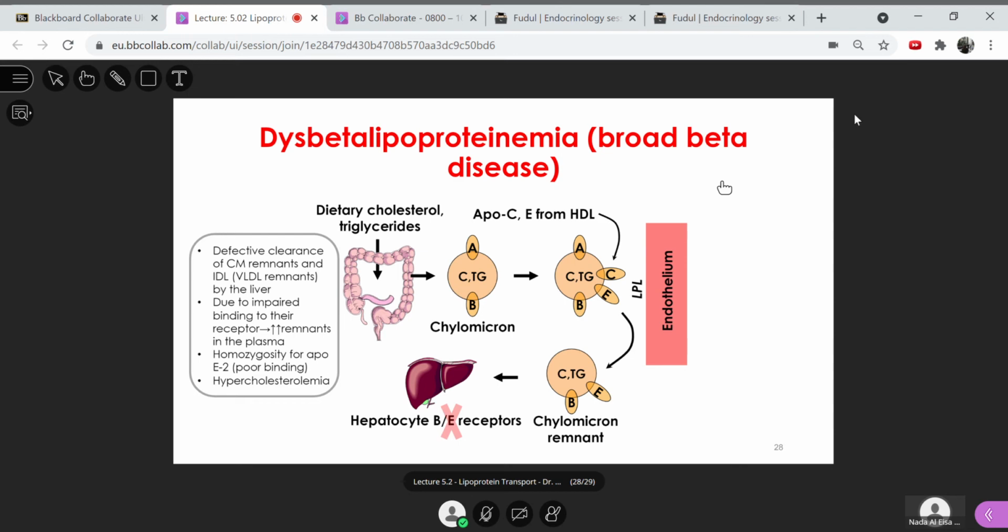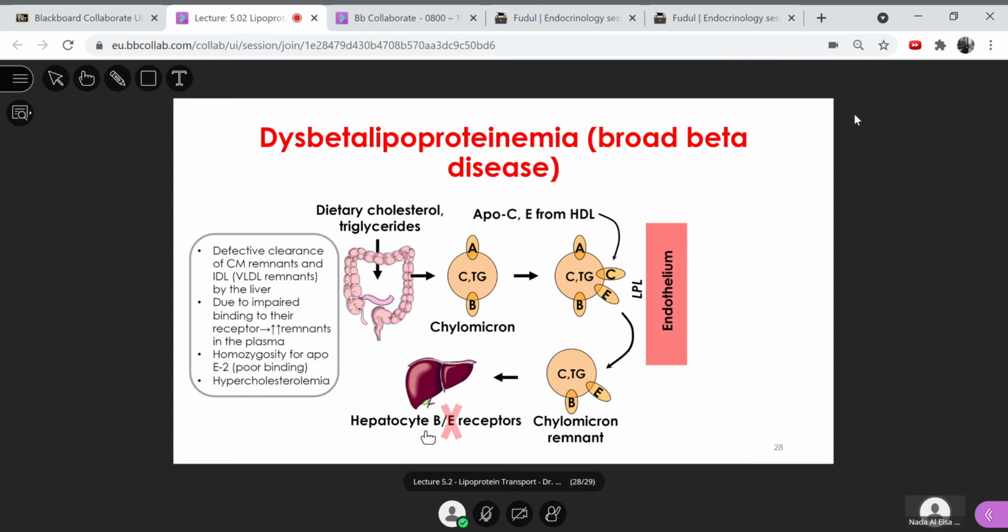So there is defective clearance of these particles. What is the problem? Is it in the receptor or in the particle on the lipoprotein? The problem here is in ApoE, the apoprotein on the surface that is recognized by the receptor. So they have impaired binding to the receptors, and therefore the outcome is increased remnant particles in the circulation.